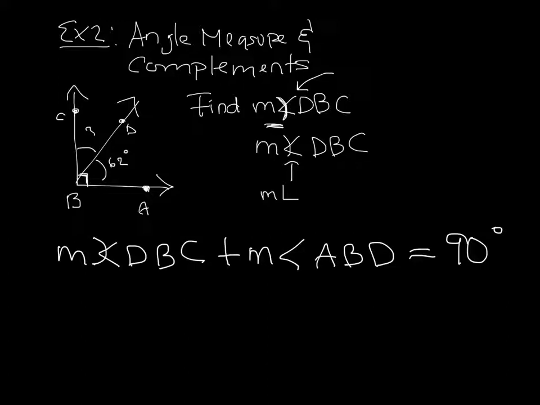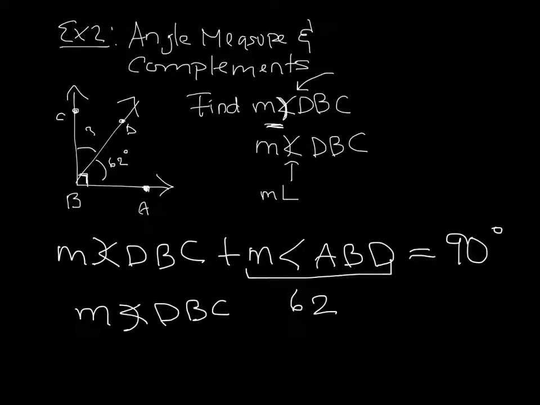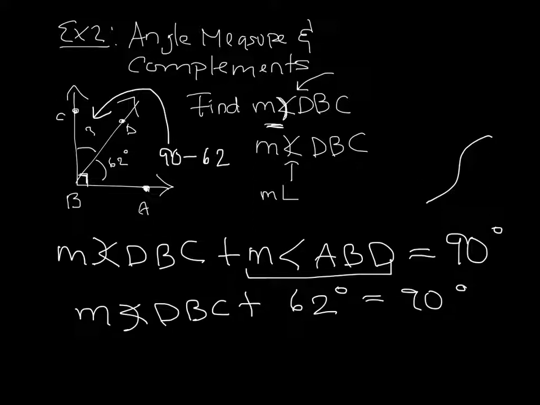And the goal is to find the first one. Well, we already know what the measurement of angle ABD is. We know that this guy is 62. So the measurement of angle DBC plus 62 degrees equals 90 degrees. And notice, to find this angle right here, all you're going to do is subtract 62 from 90. But I wanted to show you that this is an equation because we are going to be using this quite a bit.